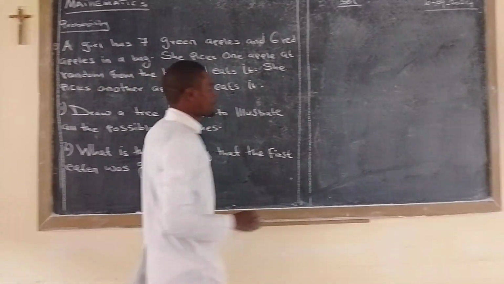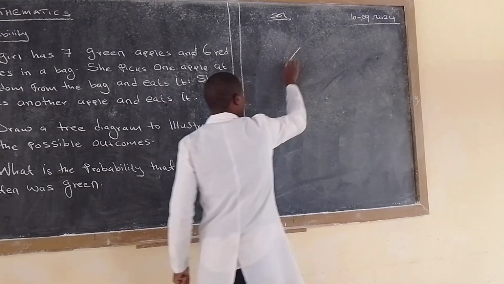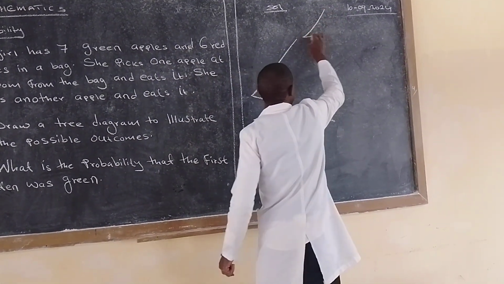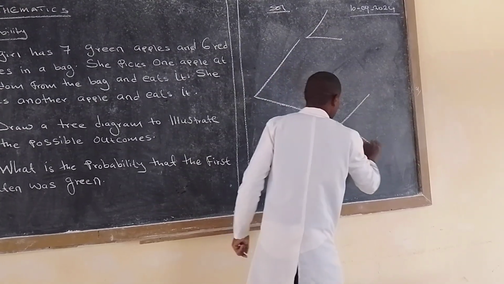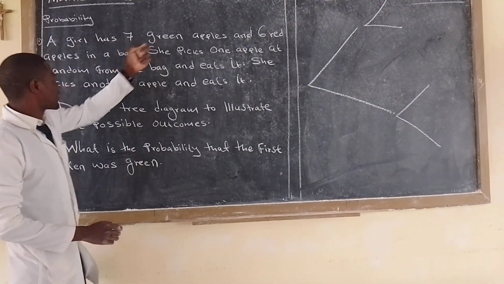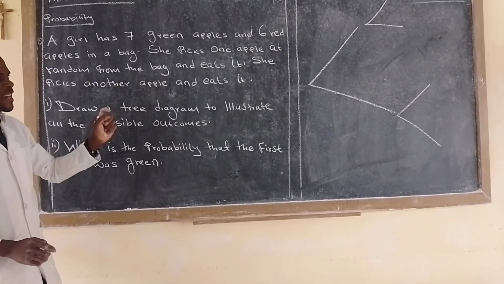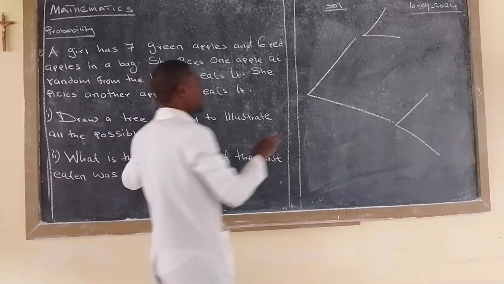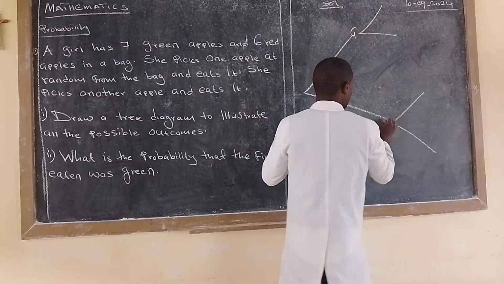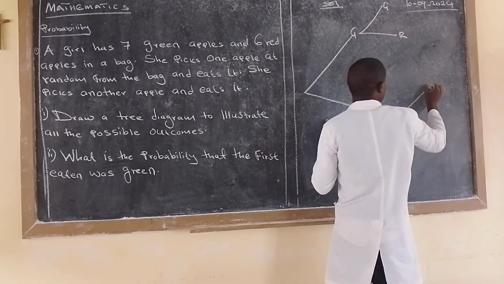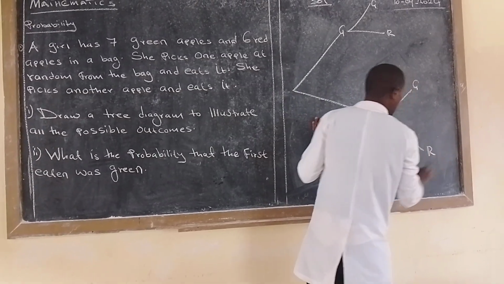So first, the tree diagram, we are going to say this will be the tree diagram. Okay? Now, since we are just looking at the two colors, which are 7 green apples and 6 red apples, it means that the tree diagram is just going to have 2 branches. So we have green apples and red apples. So green apples, red apples, green apples, red apples.